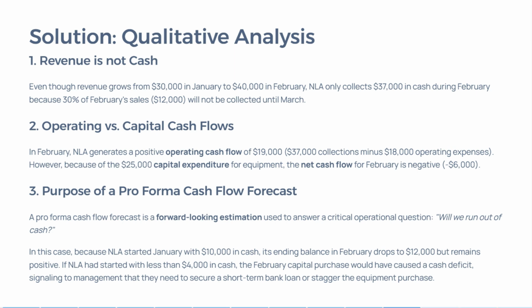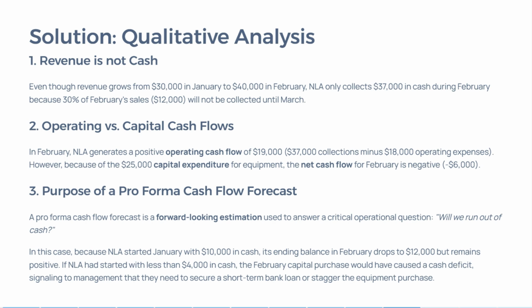Second, we need to separate operating and capital cash flows. In February, NLA actually generates a positive operating cash flow of $19,000. However, because of the $25,000 capital expenditure for equipment, the total net cash flow for the month dips to negative $6,000.